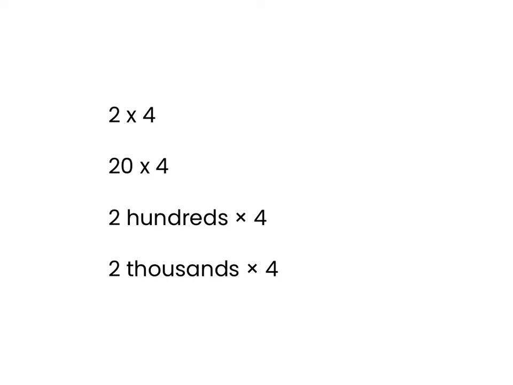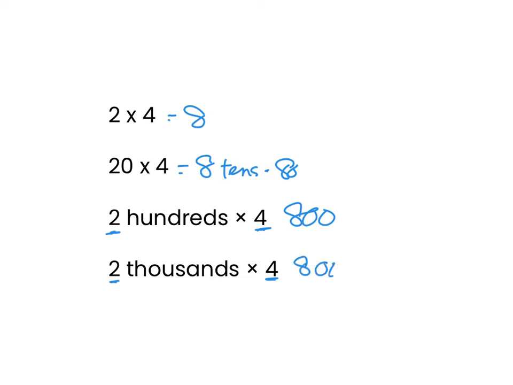All right, let's look at these new problems, and we're going to go into just multiplying in your head. So what we have, 2 times 4: 2 ones times 4 is 8 ones, or 8. 2 tens times 4 is 8 tens, or 80. 2 hundreds times 4, well, that's 8 hundreds, or 800. And 2 thousands times 4, well, that's 8 thousands.